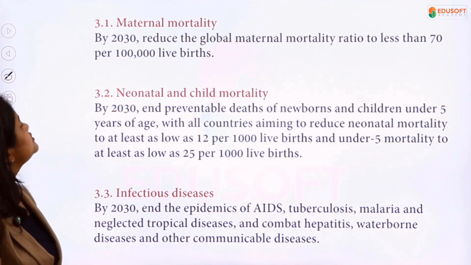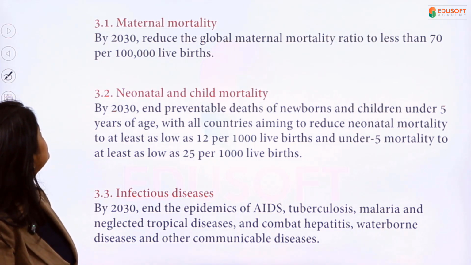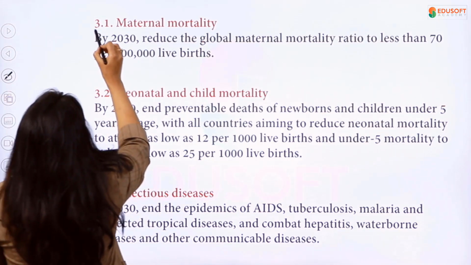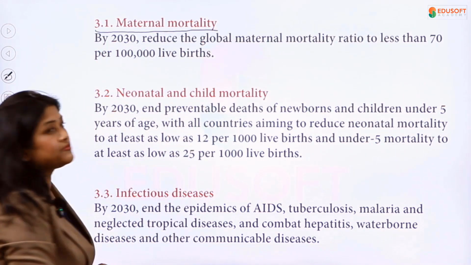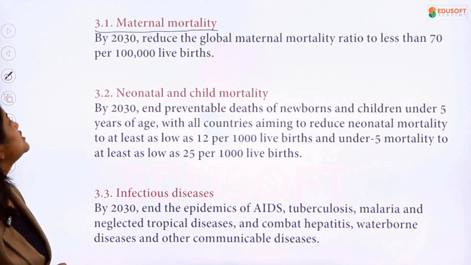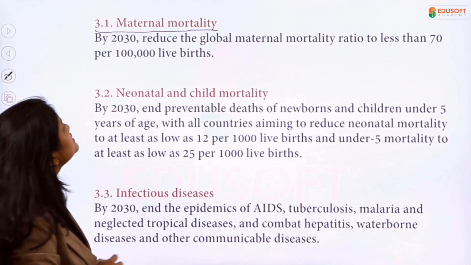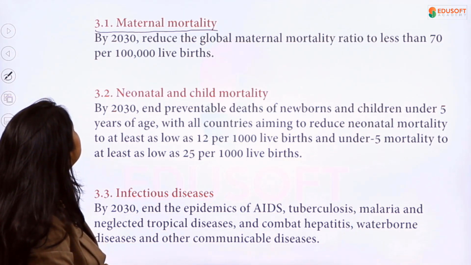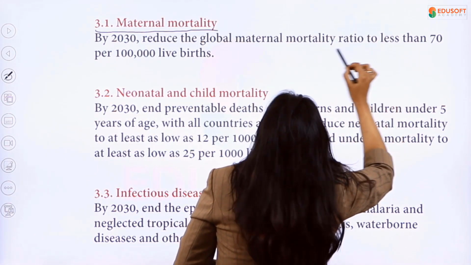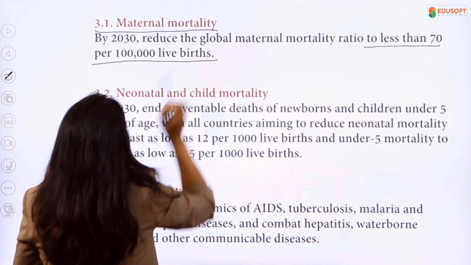So Goal 3 is good health and well-being, and it has different targets. First one is target 3.1, that is maternal mortality. What target 3.1 says is, by 2030, reduce the global maternal mortality ratio to less than 70 per 1 lakh live births. So the target that 3.1 sets is to reduce the maternal mortality ratio to less than 70 per 100,000 live births.